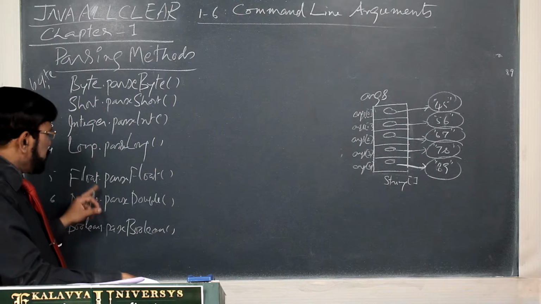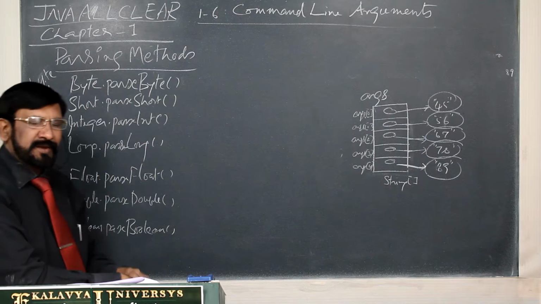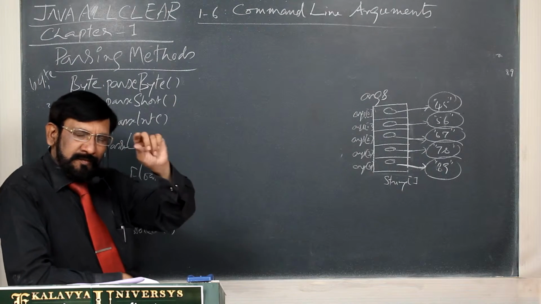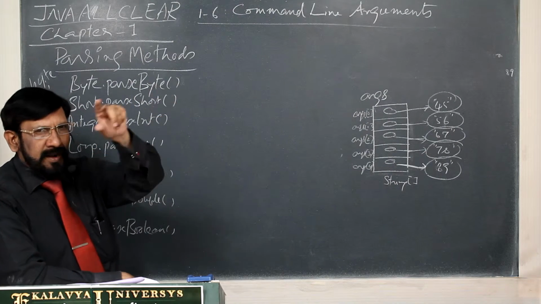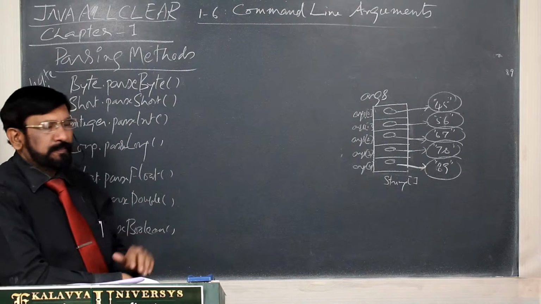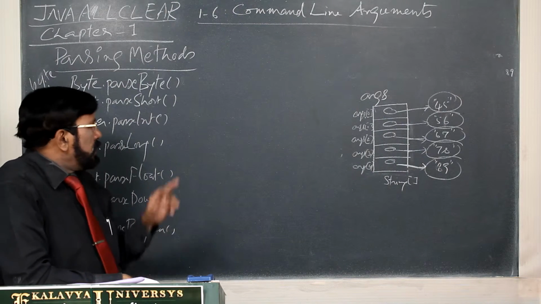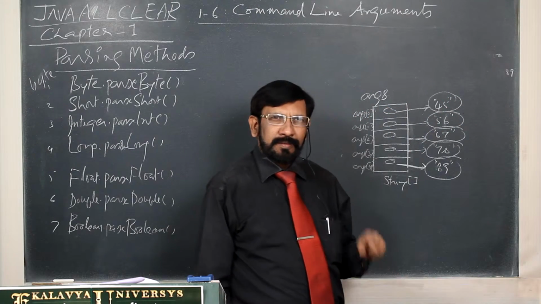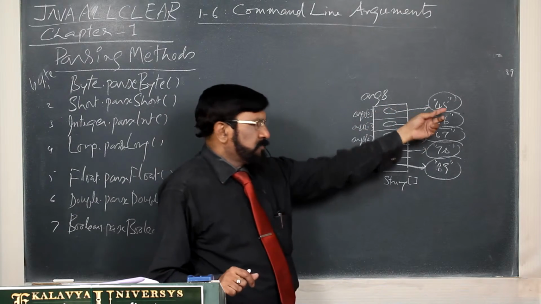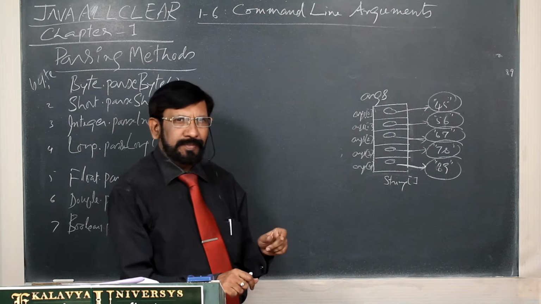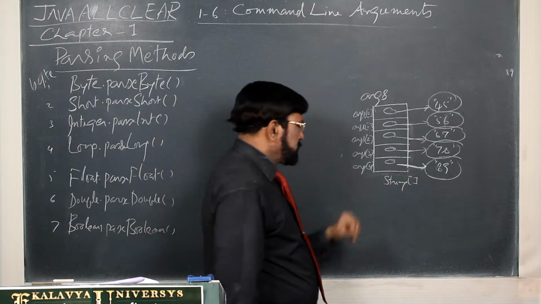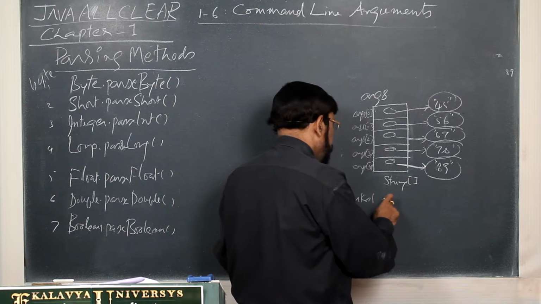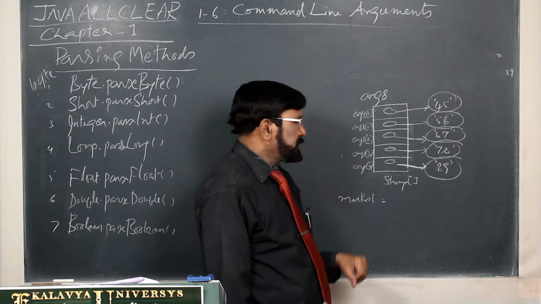Now, for all these classes, parsing methods are there. What these parsing methods do: I already told you, all these values you give at the command line are wrapped as strings. So by using parsing methods, you can unwrap them. That means 45 is wrapped as a string. Assume that you declared 45 as int. Where do you want to store it, suppose marks1? In marks1 you want to store 45, but 45 is wrapped.